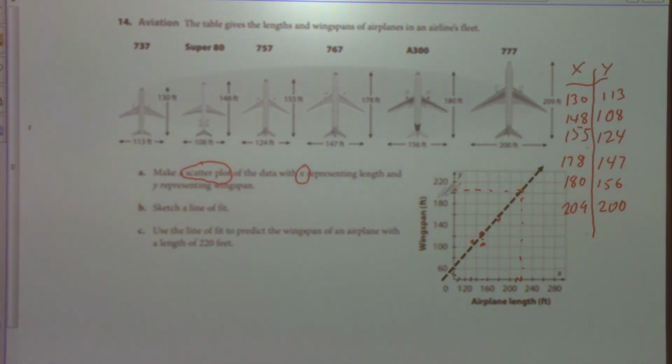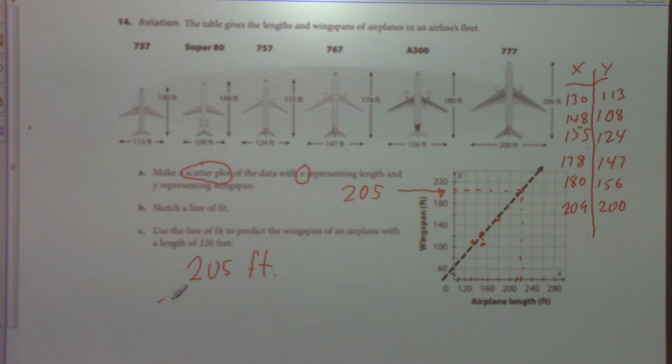So what do we get over here on the y-axis? What number is this going to be approximately? 210. Yeah, maybe 210, 205. Let's go with 205. Now, we'll say 205 feet.